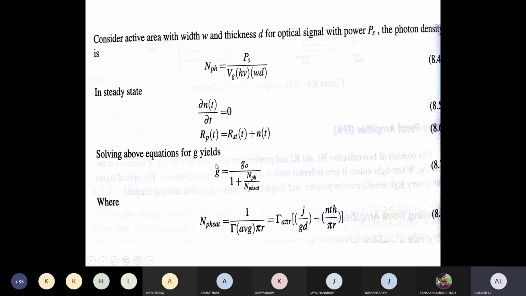Solving the equations, we get the gain G = G0 / (1 + Nph/Nph,sat). Nph,sat is given by this equation: 1 / (Γ a τ) times (I / (q V) minus Nth / τ). So these are some of the equations. You can just go through them.